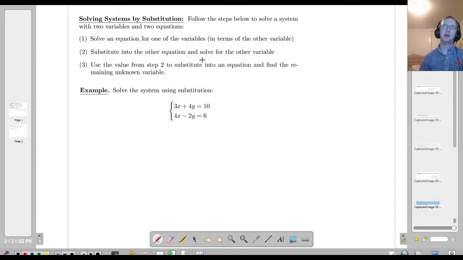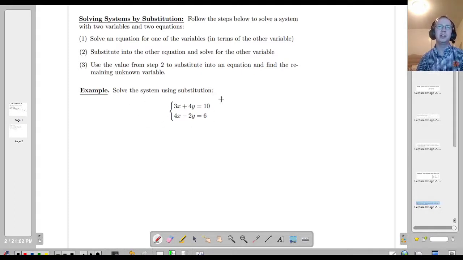Step 2, we want to substitute whatever we just found into the other equation and solve it for the other variable. And then step 3, now that we have one of the variables, we'll substitute that value back into an equation and find the first variable. Okay, so this makes more sense when you see it in action. It's kind of hard to just wave your hands and talk about the other variable, the first variable, the other equation. Let's just try it.